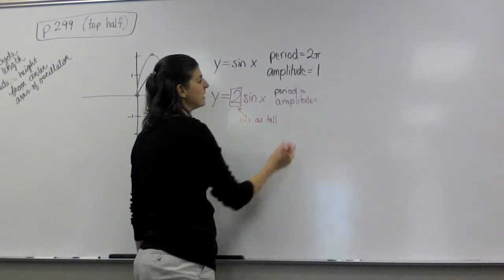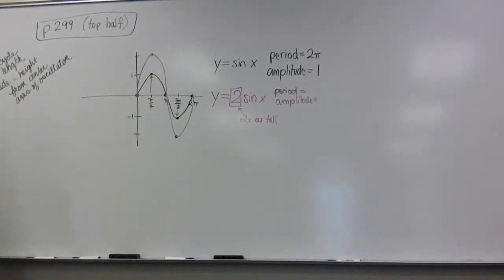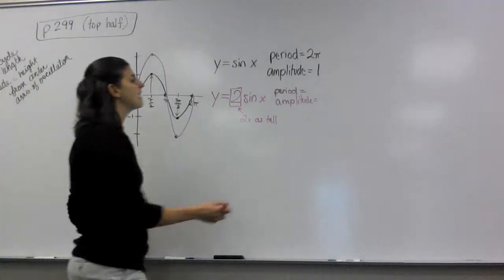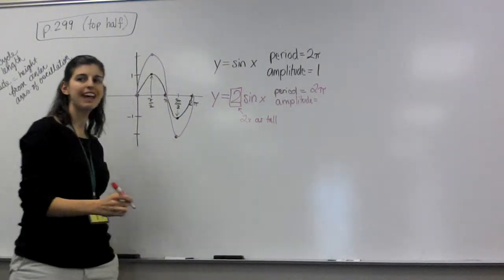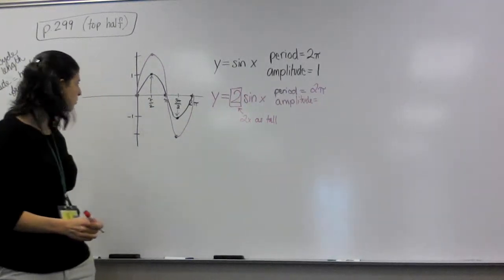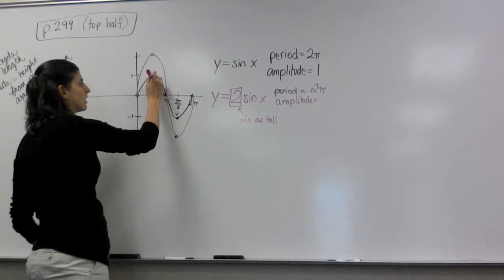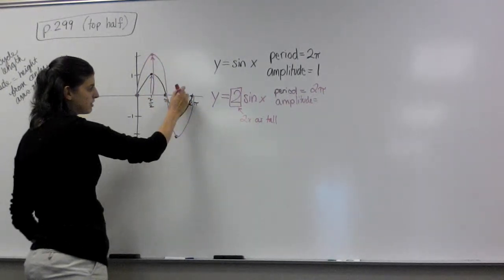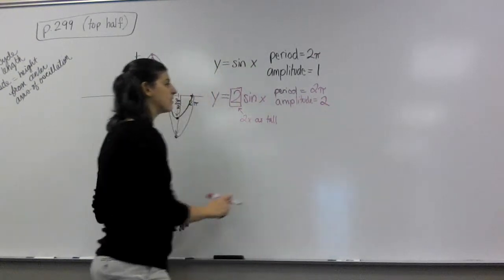What's the period and what's the amplitude? Well, how long does it take for one cycle to complete? Still takes 2 pi for the cycle to complete. So we haven't changed that. How about the amplitude? What's the amplitude of my 2 sine x function? 2. See how you go 2 units up and 2 units down? So your amplitude is now 2.